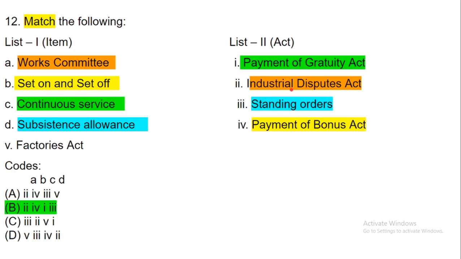Next question. Works Committee, that is associated with Industrial Disputes Act. Set on and set off, that is associated with Payment of Bonus Act. Continuous service, that is associated with Payment of Gratuity Act. Subsistence allowance, that is associated with Standing Orders. So this will be a sequence.